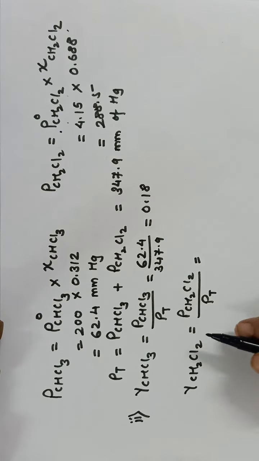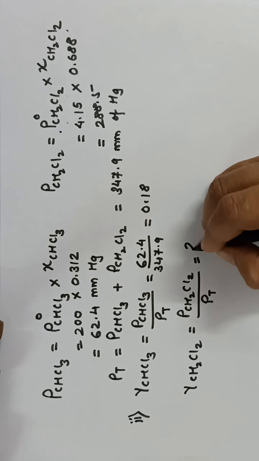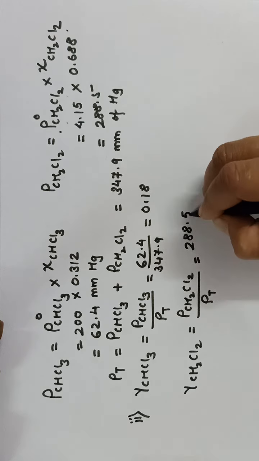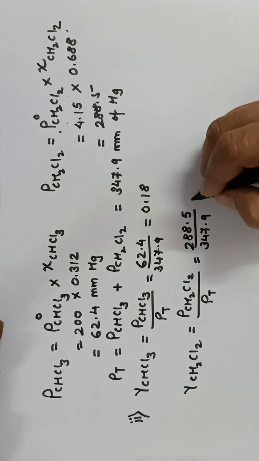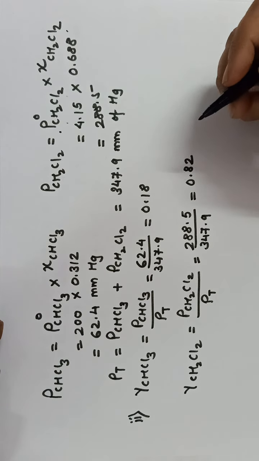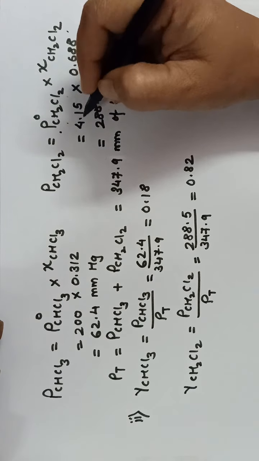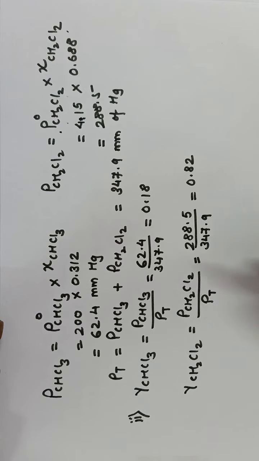Now let us substitute these values. The vapor pressure of dichloroethane we have already calculated, 288.5 upon total pressure 347.9, that is equal to 0.82. Dear students, here it's not 4.15, it is 415. So got the answer, got the solution.